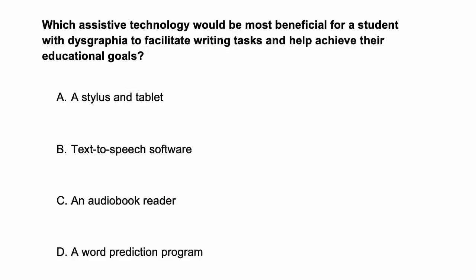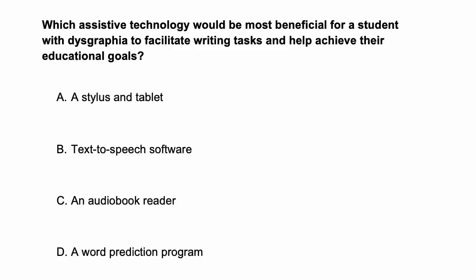Problem 4. Which assistive technology would be most beneficial for a student with dysgraphia to facilitate writing tasks and help achieve their educational goals? Would it be A, a stylus and tablet, B, text-to-speech software, C, an audiobook reader, or D, a word prediction program?